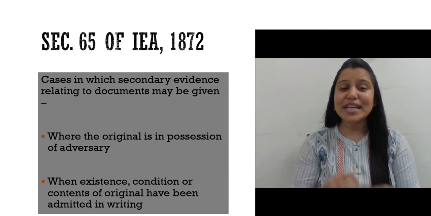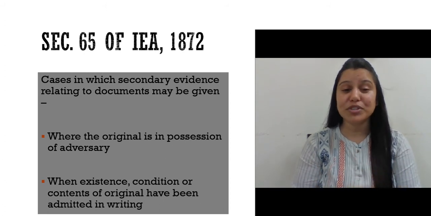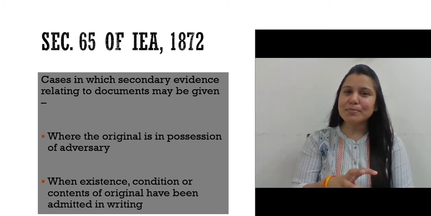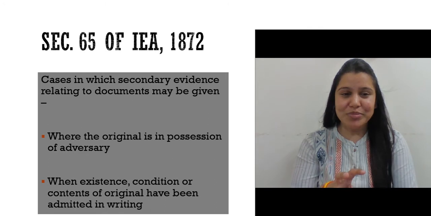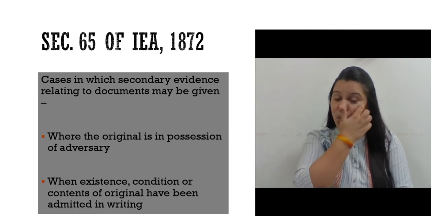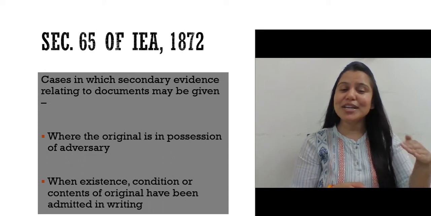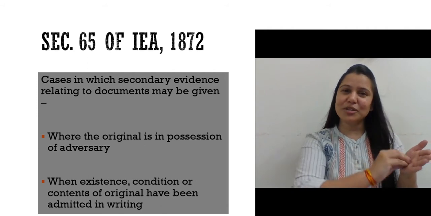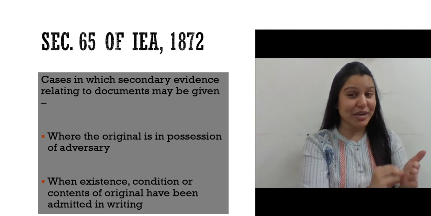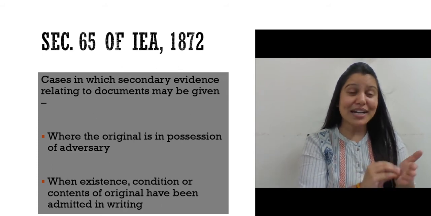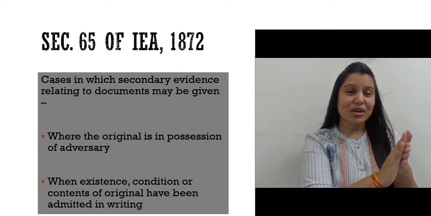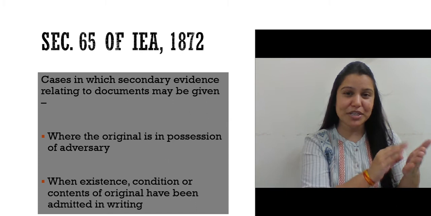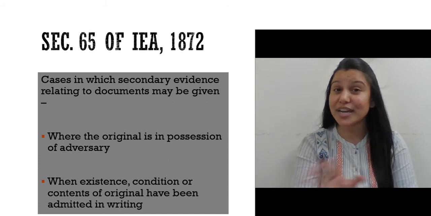The next one, when existence, condition, or contents of the original have been admitted in writing. Now, it talks about the writing. If there is any existence, condition or contents of the original, it has been admitted in writing by the other party before the hearing. Before the hearing, the other party admitted the contents in writing. Now, it has to be in writing, and that writing of the adverse party should be produced before the Honorable Court, not any other document.